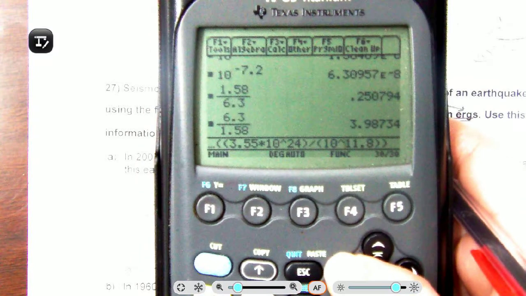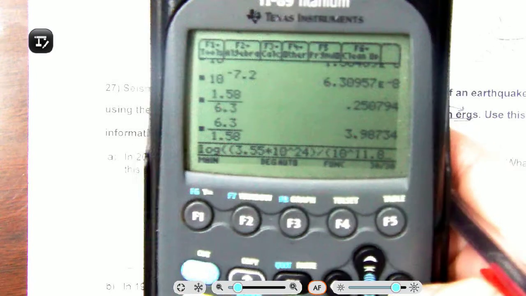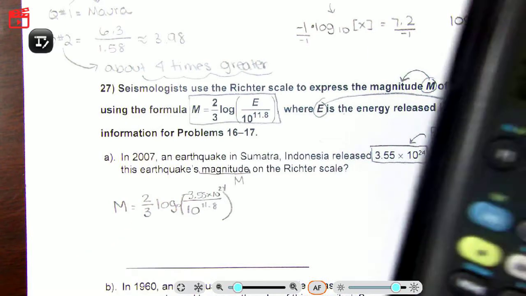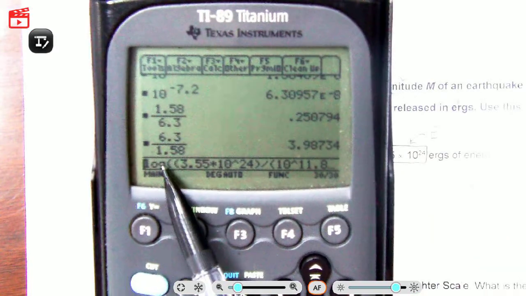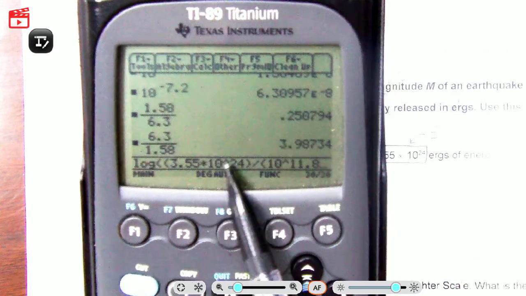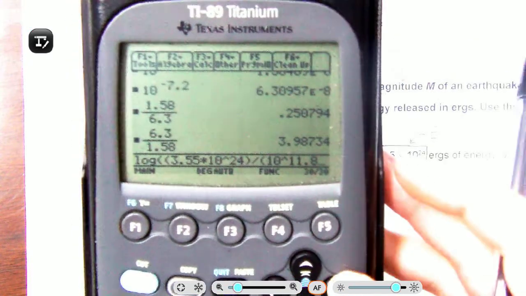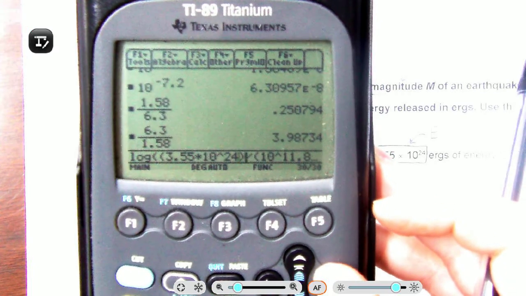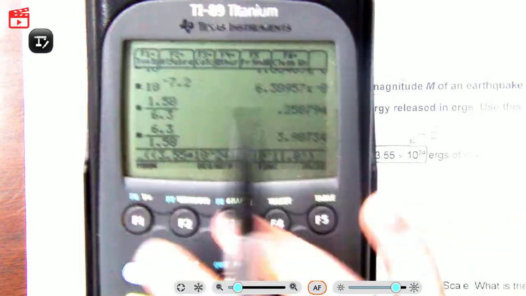Let me see if I can show you guys what I did. Let me scroll back. Again, we're able to do that because we have a log of base 10. How do we know it's base 10? It's not there. If you have a log that doesn't have a base indicated, it's always base 10. So I'm typing in log of 3.55 times 10 to the 24th. That whole thing is in parentheses. I'm going to divide it by 10 to the power of 11.8. That second part is in parentheses too, because you need to tell the calculator that we're dividing by all of this. And then I'm enclosing it at the end because we're taking the log of all of that.